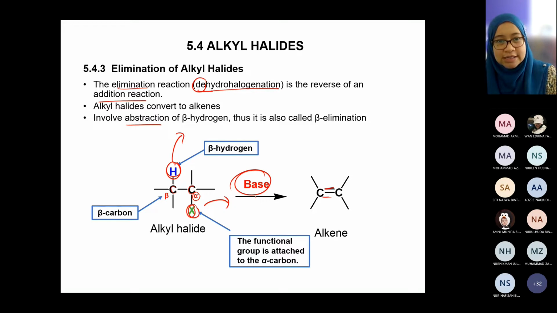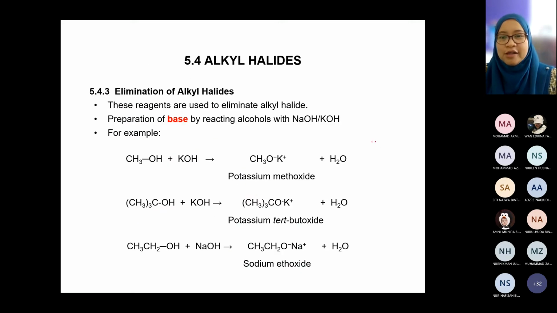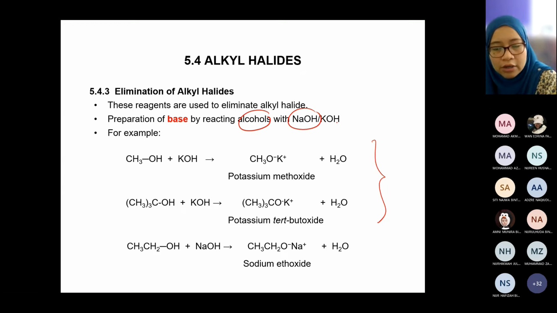So we need base. Okay, this is the reagent that we use in order for the elimination reaction to take place. You need to be in base ataupun in alkaline lah, basically. Okay, alright. So, this is how you should prepare the reagent. This reagent is used to eliminate alkyl halide. Dia bukan simply pakai alkaline solution ke apa. As long as alkaline, not necessarily. Okay, dia ada syarat pula dia. Ada condition pula dia. The preparation of base by reacting alcohol: you must react either sodium hydroxide or KOH with alcohol. So this is the reagent that we use to react with alkyl halide later on.